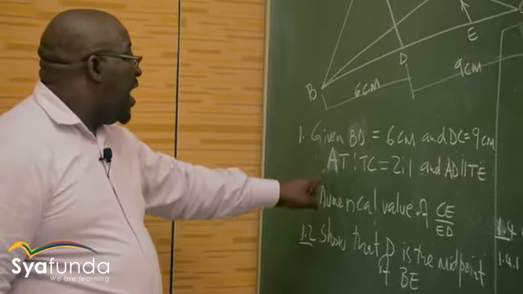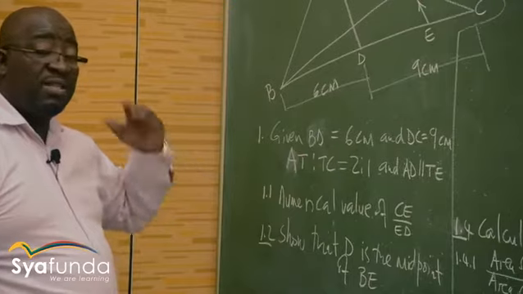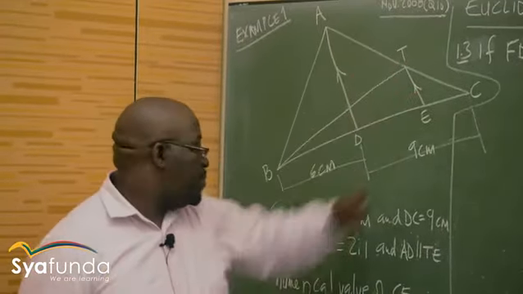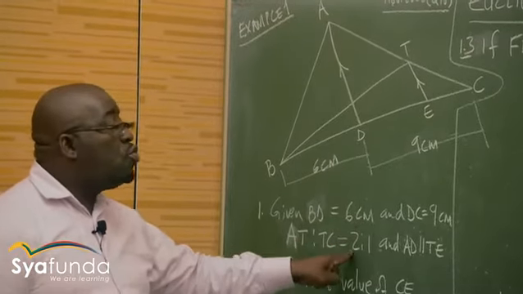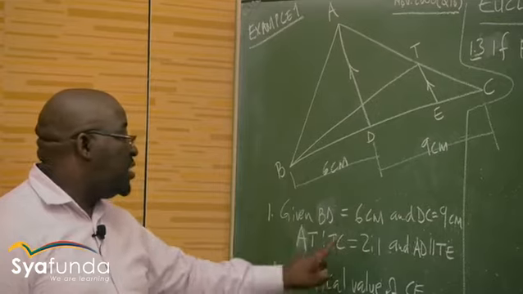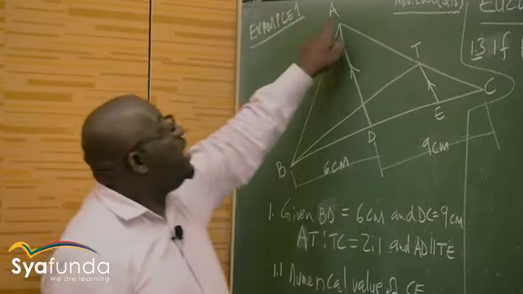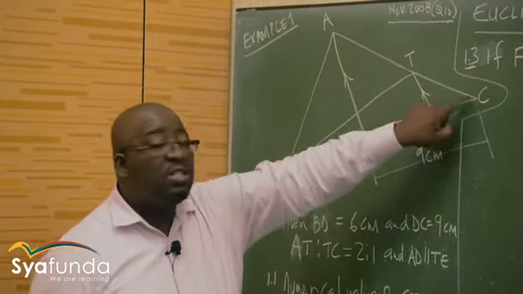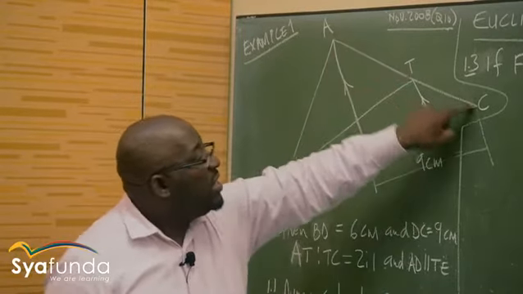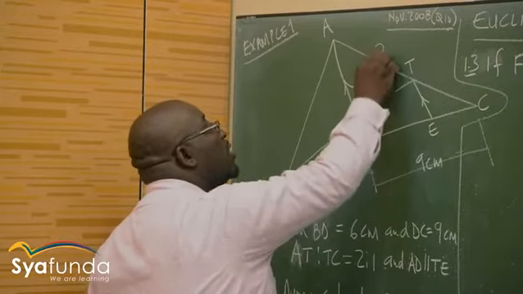Another important one: AT is to TC, which means AT over TC. AT is to TC is equal to 2 is to 1. You start with AT, so the 2 belongs to AT, and 1 belongs to TC. So AT is to TC is the same as 2 is to 1.